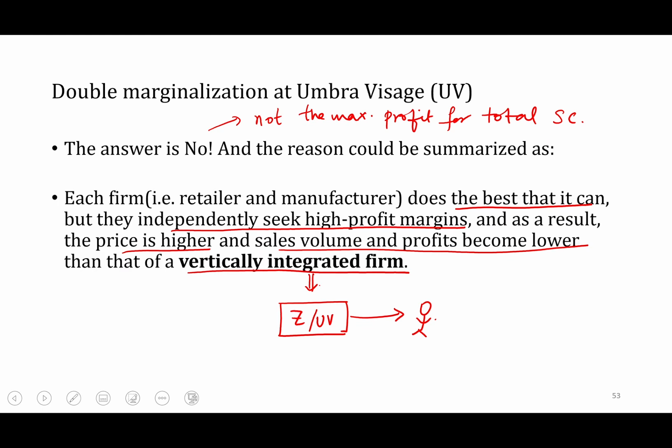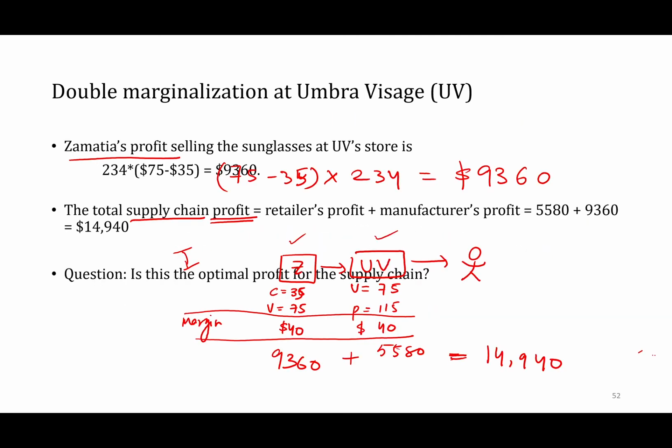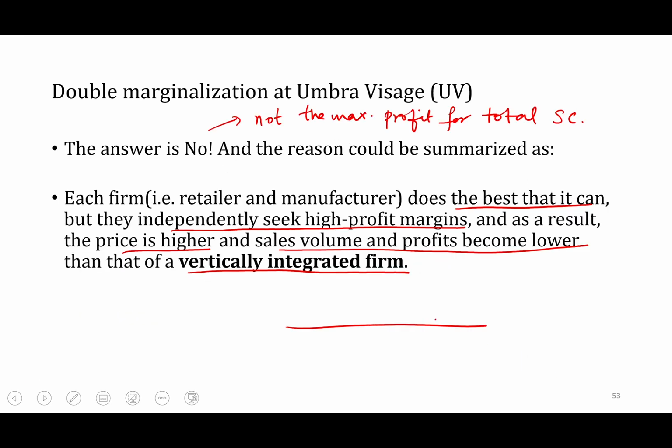All right. So this idea that we just looked at is called double marginalization, when each firm is acting out of their own self-interest and adding their own margins to the final product. So this is called double margins, double marginalization. And it turns out to be inefficient.